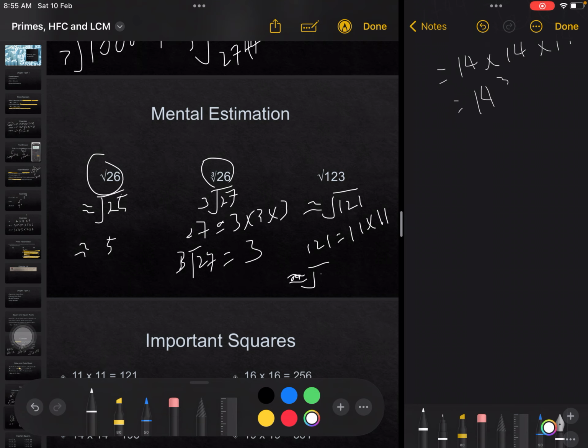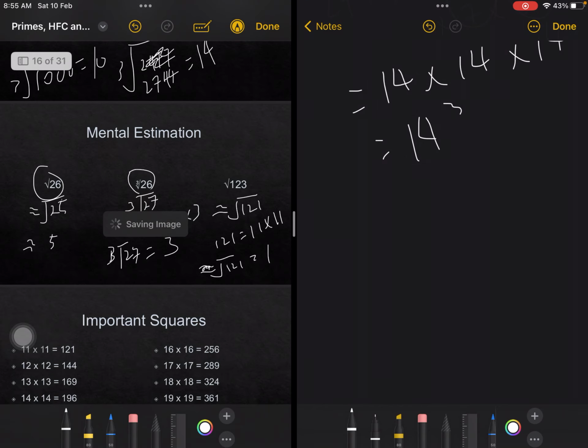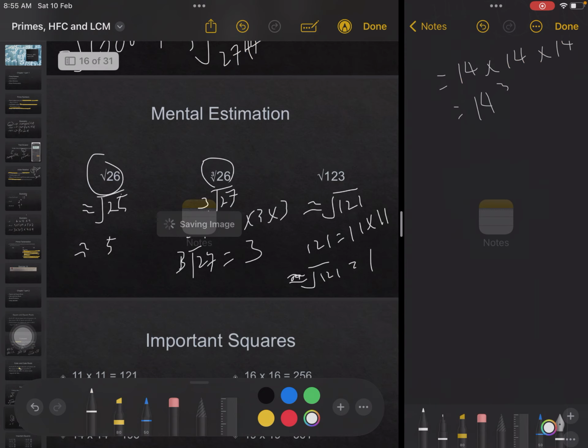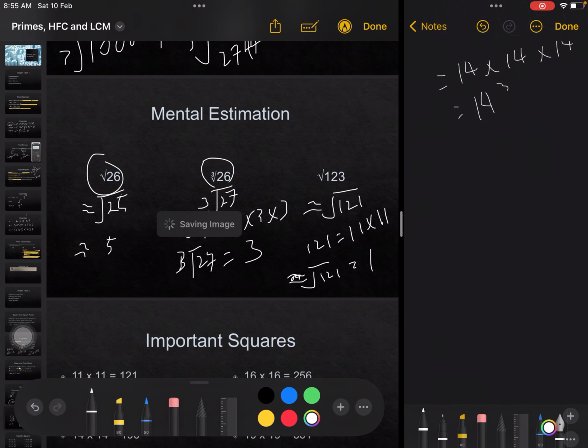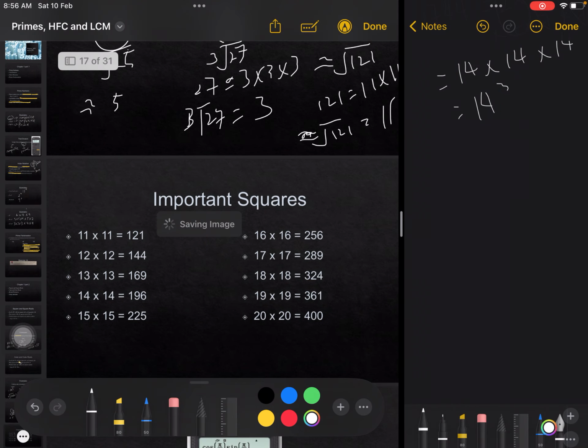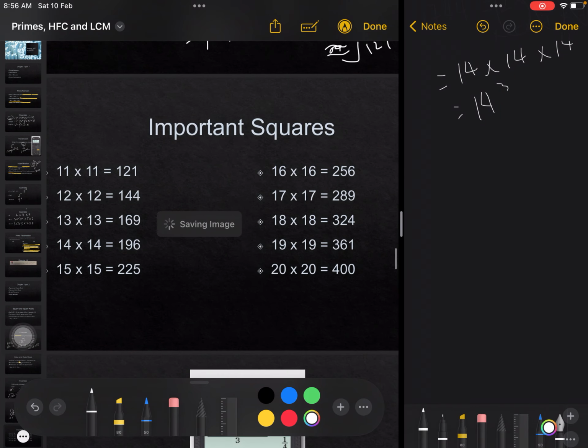Hence the square root of 121 is actually equal to 11. So you ask me, how do I know that? I will estimate 123 to 121. Very simple, because I remember all these important squares from my secondary school.